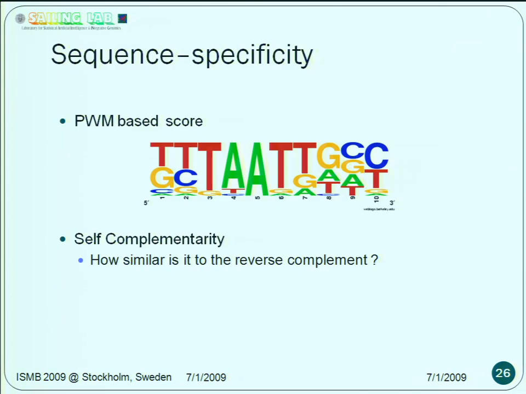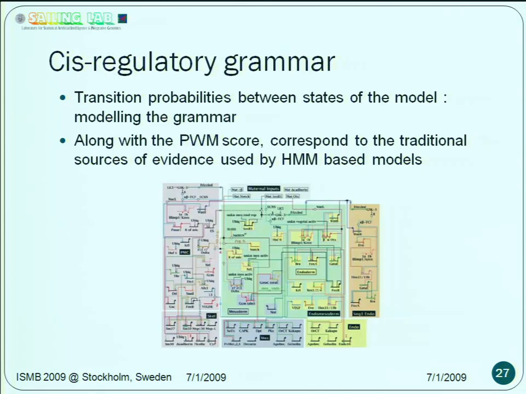So one kind of feature are sequence-specificity features, such as the PWM-based score for a particular subsequence. Self-complementarity, how similar is the binding site to its reverse complement. This could be used for binding sites where the PWMs are pretty self-similar in the reverse complement.